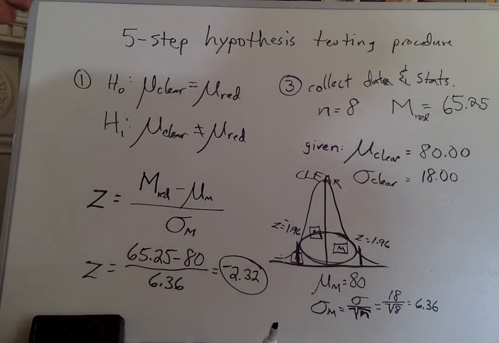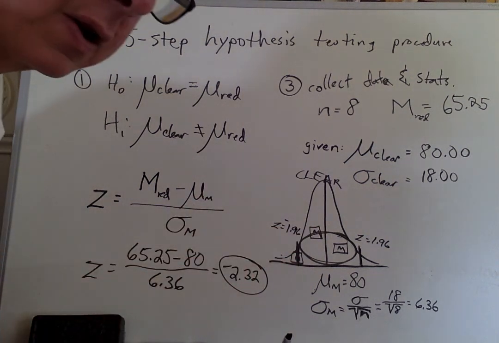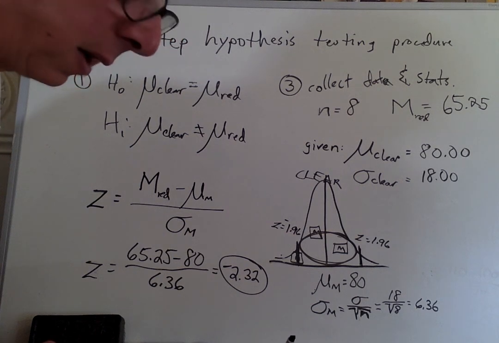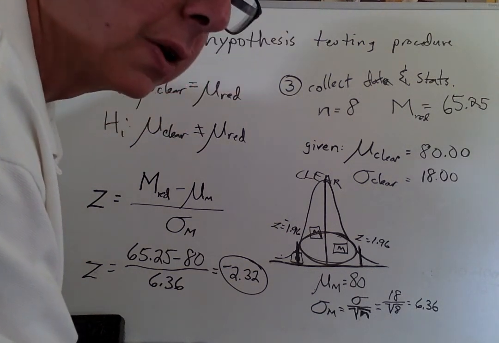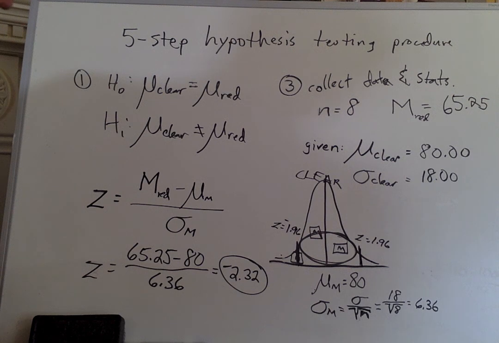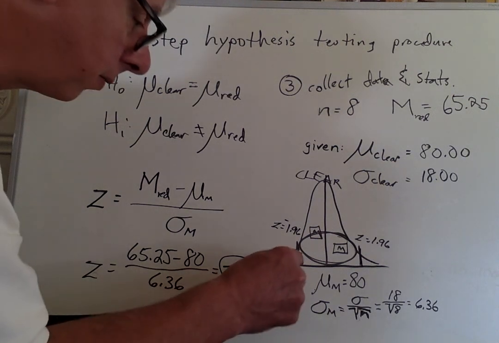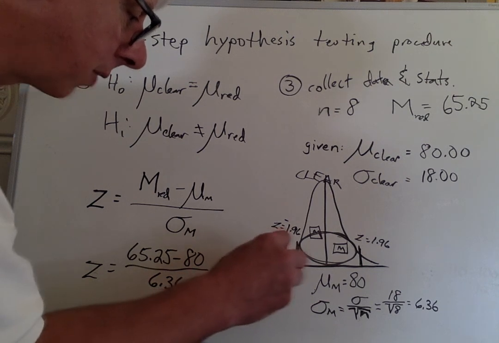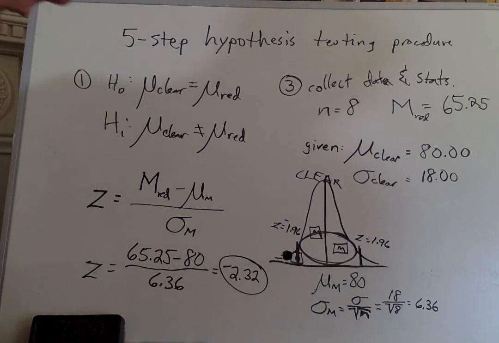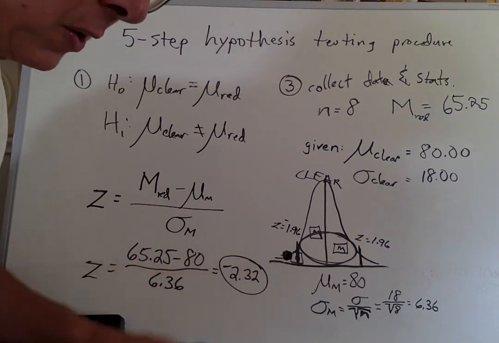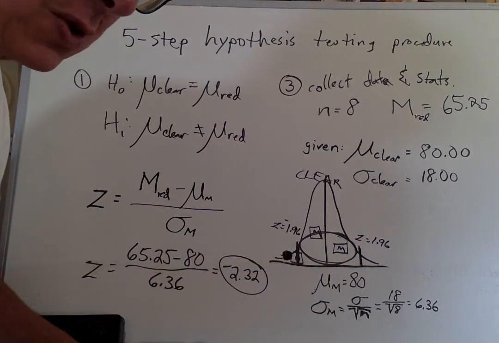If you think it through, if you're just trying to learn rules, good luck. I mean, it's really hard doing it that way, okay? So we have a negative z-score here. Our red group is down here, right? Negative 2.32. Well, that doesn't look like what clear groups do.